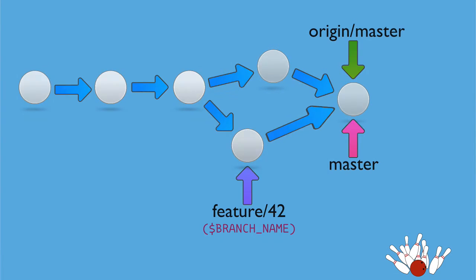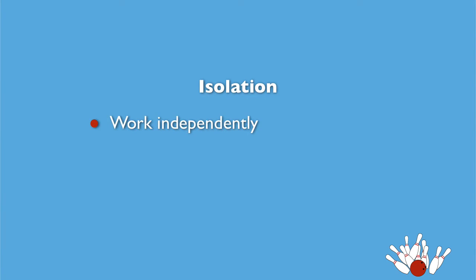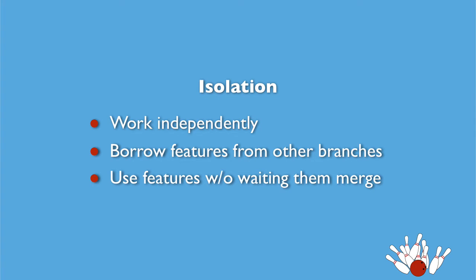The benefit of having a feature branch is isolation. By isolating features into separate branches, everyone can work independently, and at the same time you can merge code from other people's feature branches into your feature branch so that you can experiment with things on your topic branch without having to wait for them to be officially merged into master.